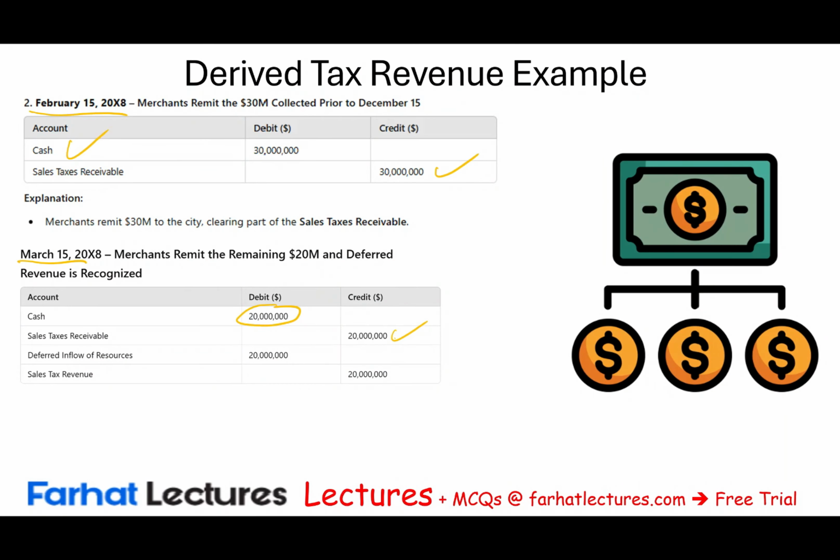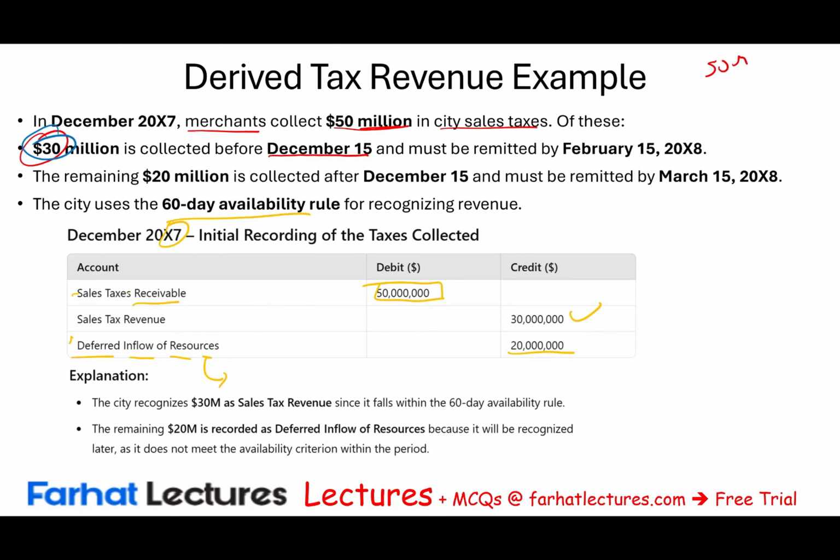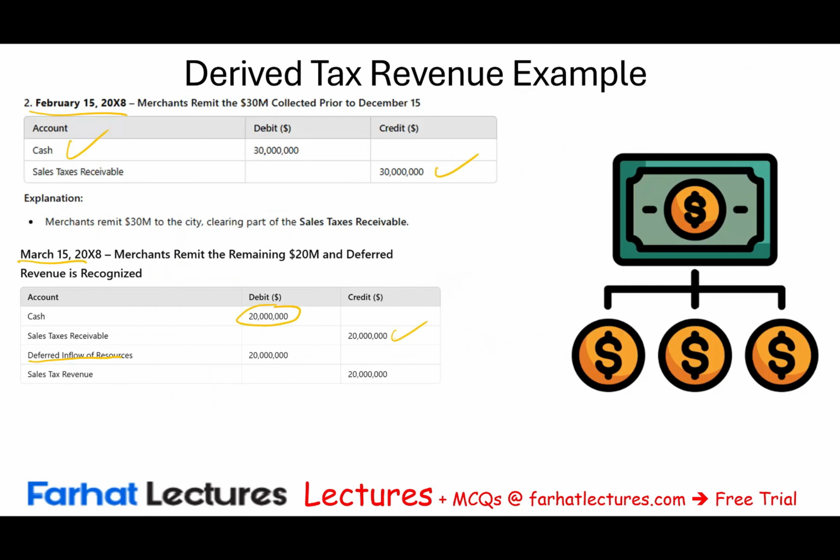And they will debit deferred inflow of resources to get rid of this deferred inflow of resources. So the receivable is gone. They need to get rid of this deferred inflow of resources. Therefore, they will debit deferred inflow of resources and they will credit sales tax revenue. If we really look at it, if we take out all the receivables and all the deferred inflow, those are all zeroed out.